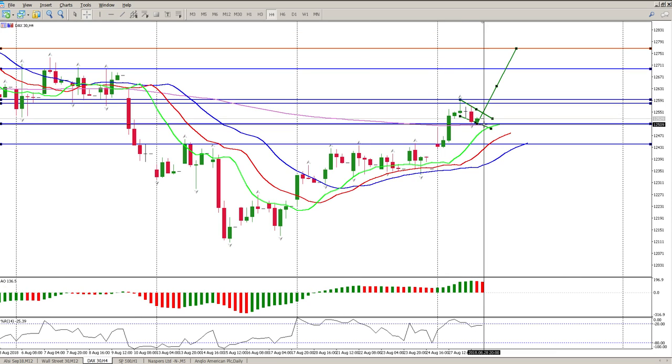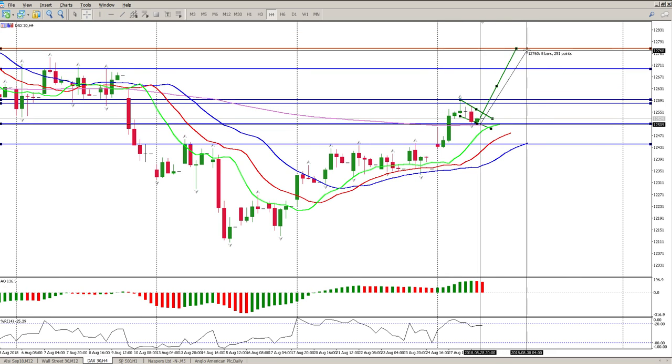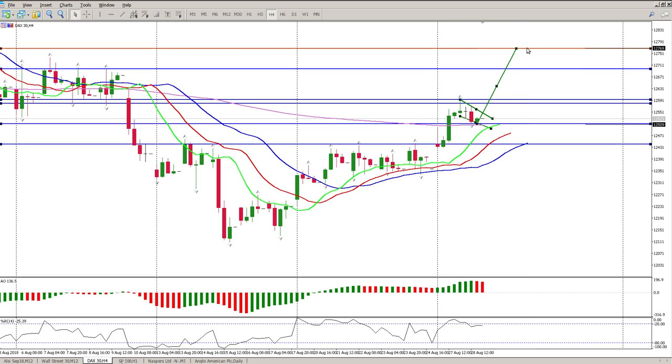When I say long-term, more than likely it's 260 points. So that could happen this week, or it could happen early next week. Depends whether we do this kind of nonsense, the sideways motion. So that is my view on the DAX this morning.